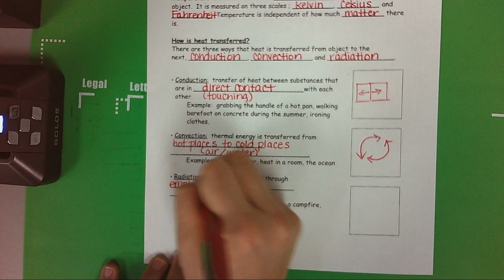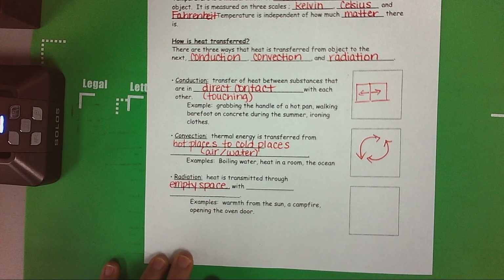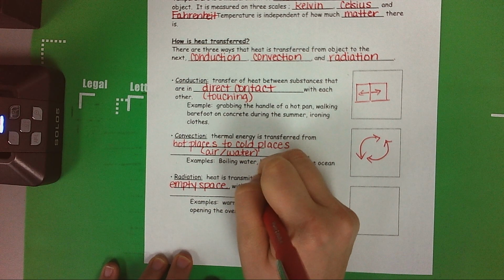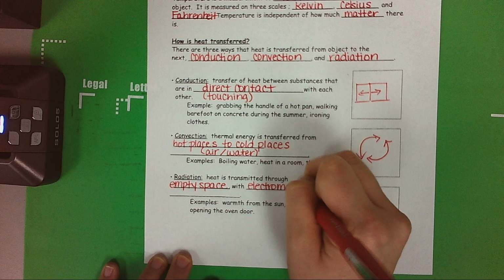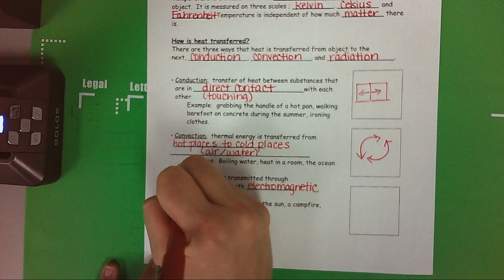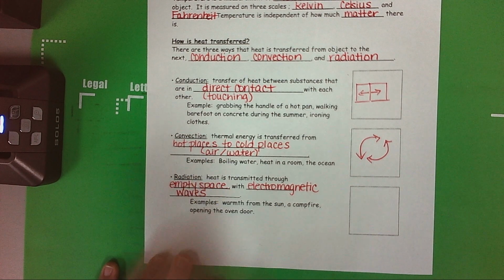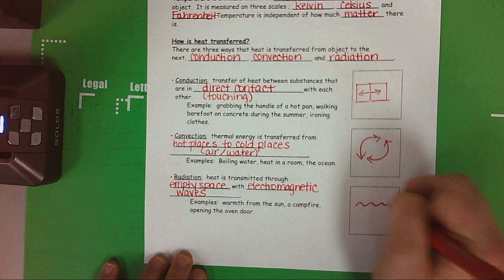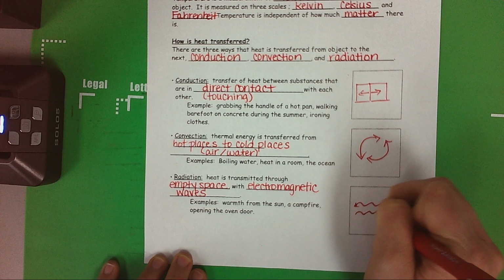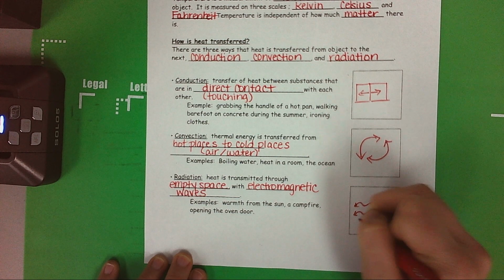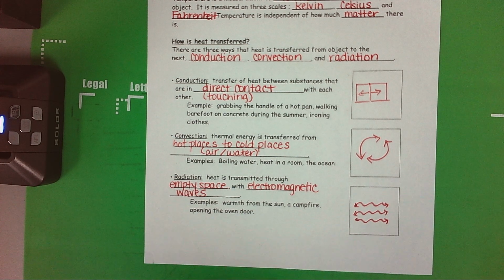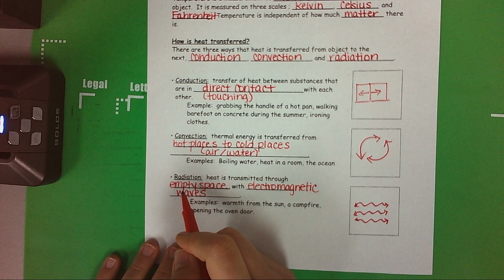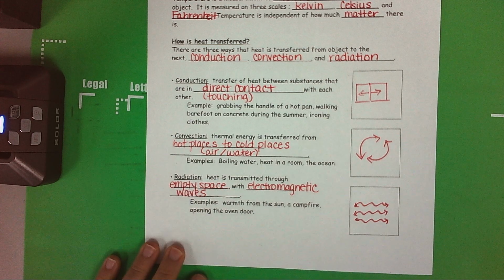Okay, radiation is heat transmitted through empty space. So you don't need anything for the heat to be transferred, with electromagnetic waves. Alright, so you want to think about radio waves or infrared waves. Okay, you don't need anything. So the ultraviolet rays that we get from the sun, that's radiation. We get heat from the sun because of radiation.